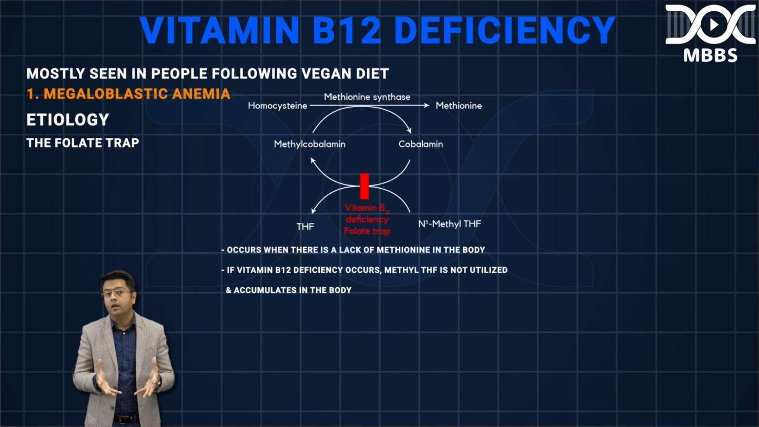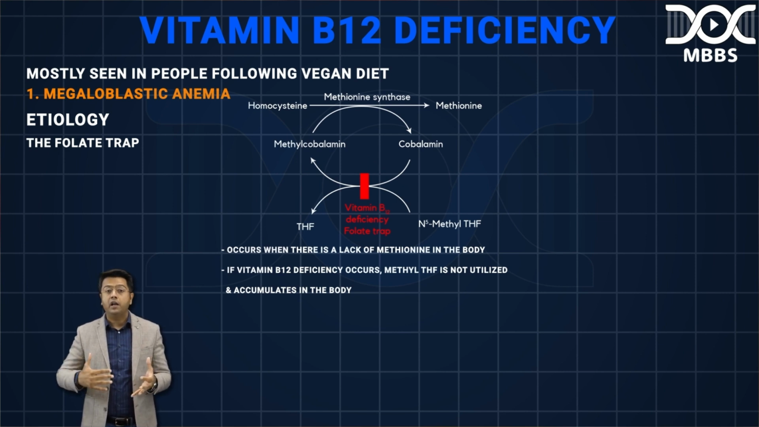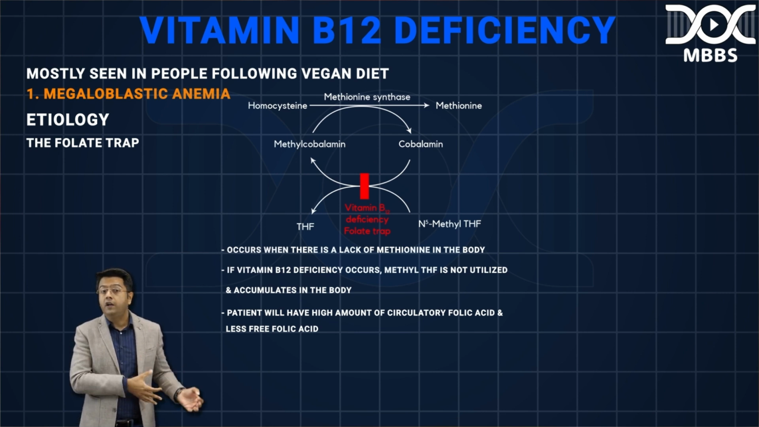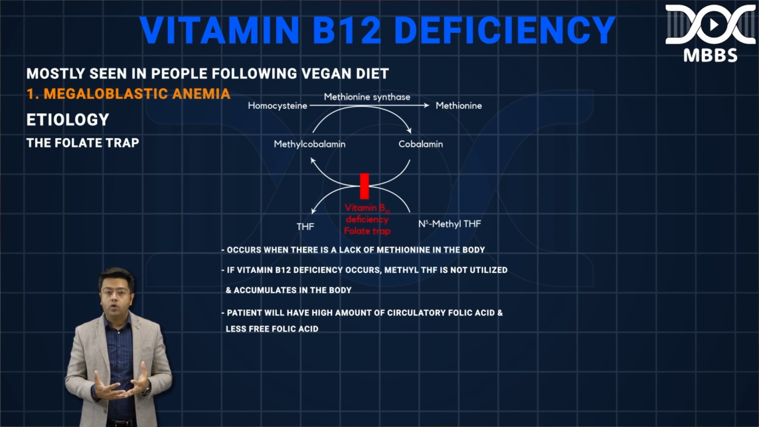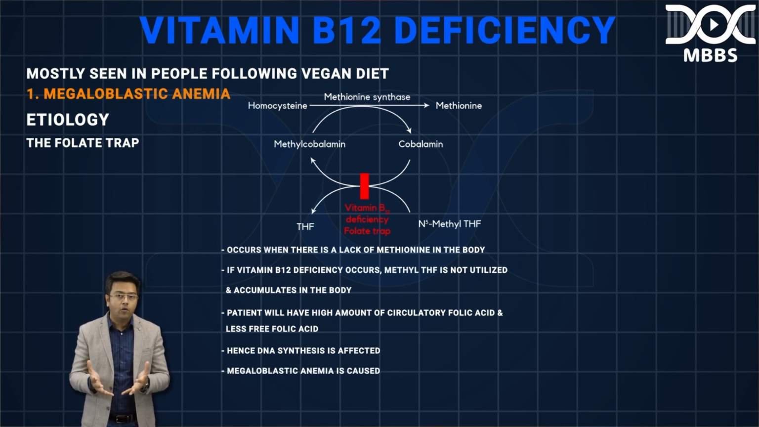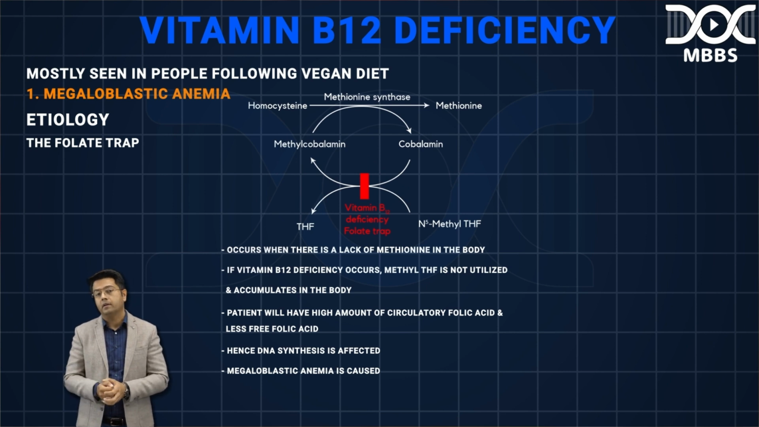So what will happen? This patient will have high amount of circulatory folic acid, but very low amount of free folic acid. Methyl THF is very high, but free THF is very low. And when free THF is low, what will happen? It will not be able to convert into other forms required for DNA synthesis. And that's why the megaloblastic anemia will happen.